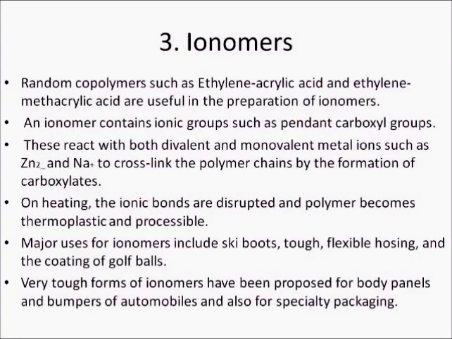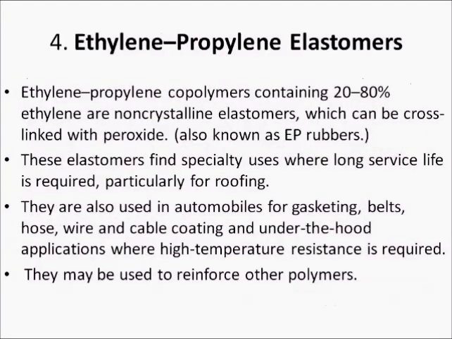Ionomers are a special class of copolymers containing ionic groups like pendant carboxyl groups. These groups have the ability to form cross-linked polymers by their interaction with mono or divalent metal ions to give carboxylates. Unless heated, these types of polymers cannot be processed due to strong cross-linking. Their thermoplasticity makes them useful. They are used in production of ski boots, flexible hosing, and coating of golf balls. A tougher class of ionomers finds applications in manufacture of bumpers and body panels of automobiles.